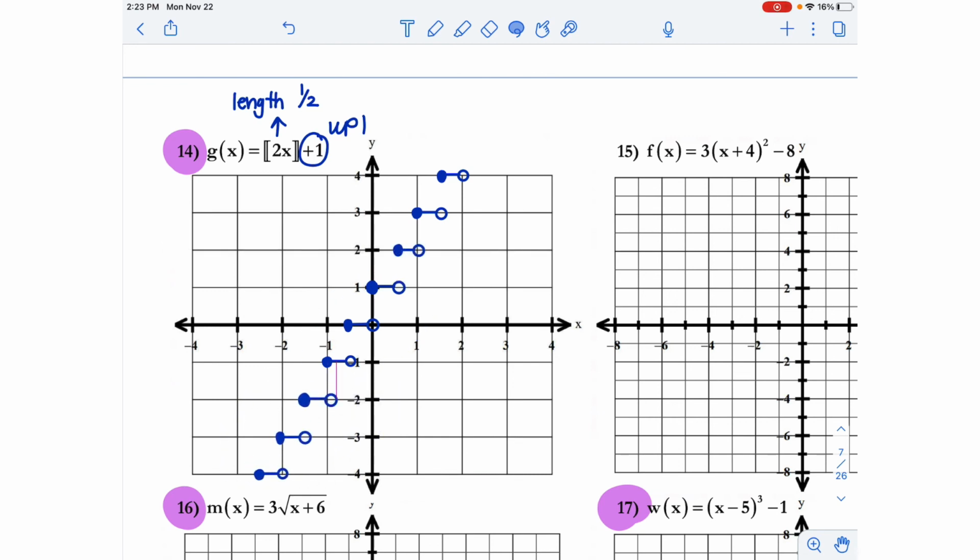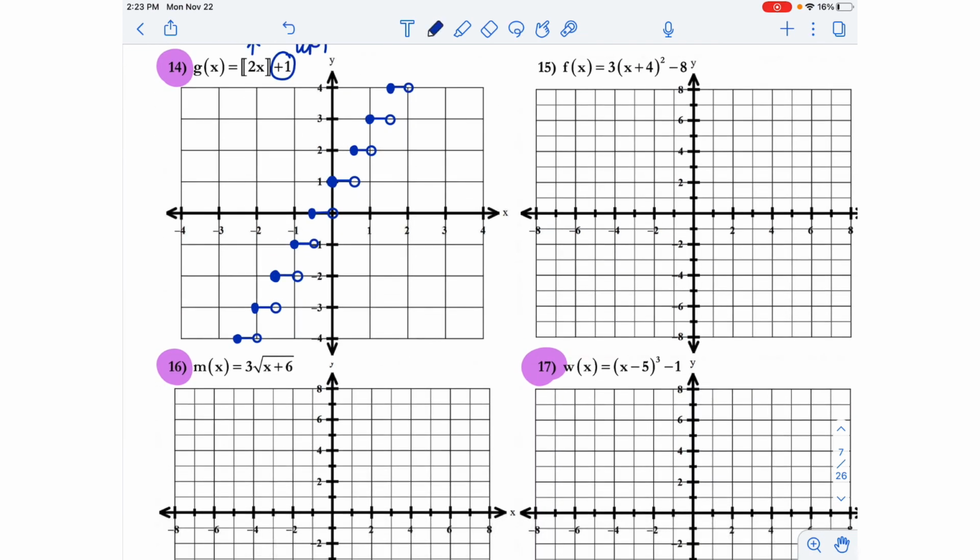All right, so just to save time, there you have your step function. We're going to skip to number 16. This is a square root function. This is one that I would do with the parent function points.